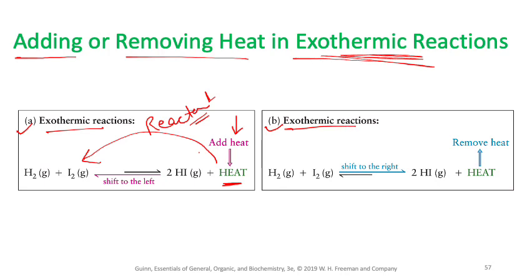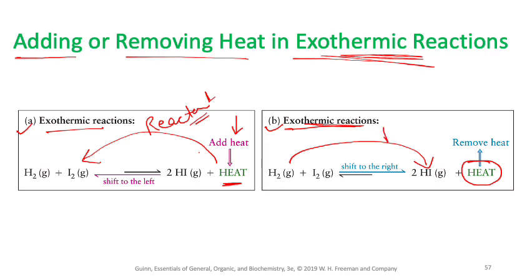Let's go to the second scenario for the exothermic reaction. If you remove the heat that is being produced by the chemical reaction, now you took the heat out of the chemical reaction. Now the reaction will think, okay, I don't have enough heat, so let's move to the product side and make more and more heat, right?